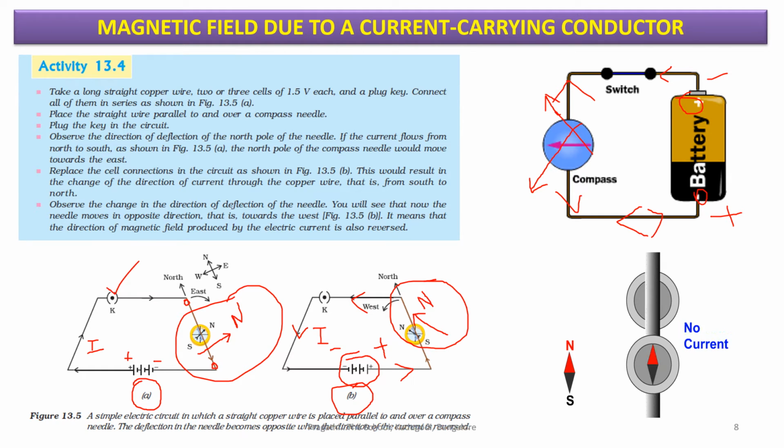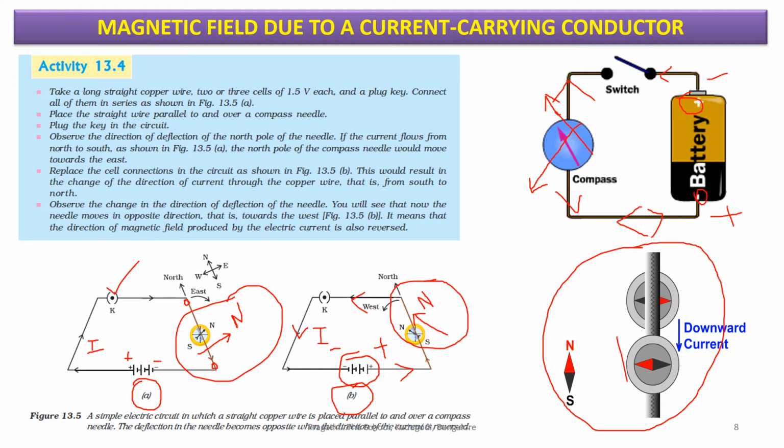Here also you can see the current flows and the magnetic compass needle gets deflected in one direction. This condition is shown for the downward current. If the current is going up, then the direction will change. Very, very simple concept.